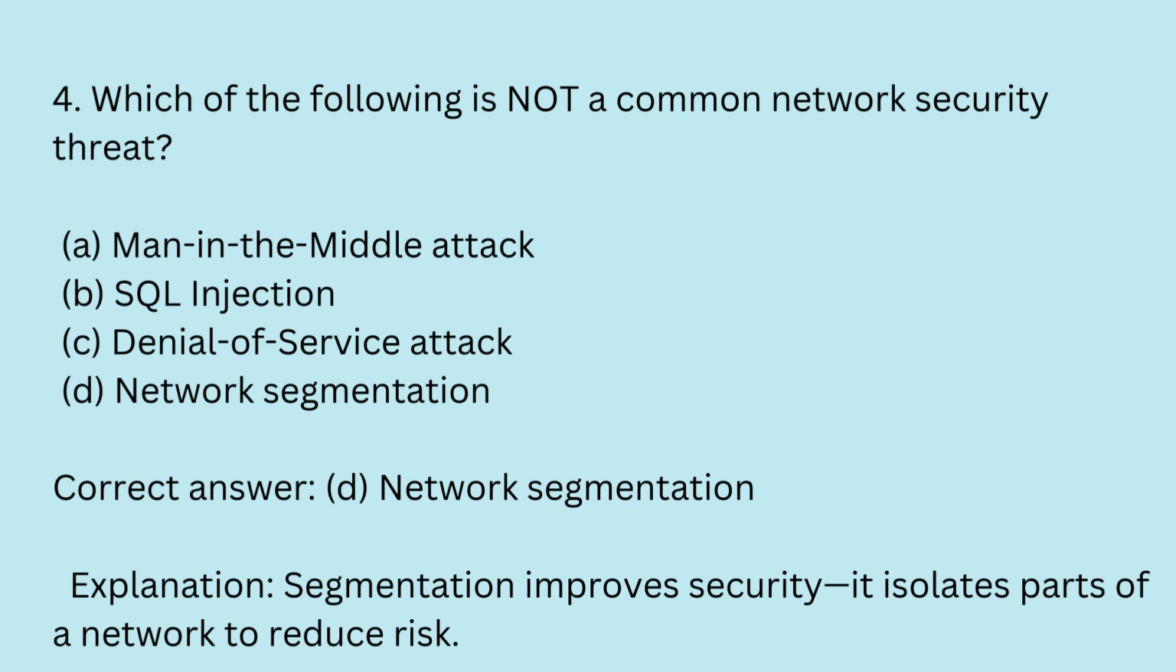4. Which of the following is not a common network security threat? A. Man-in-the-middle attack. B. SQL injection. C. Denial of service attack. D. Network segmentation. Correct answer: D. Network segmentation. Explanation: Segmentation improves security. It isolates parts of a network to reduce risk.